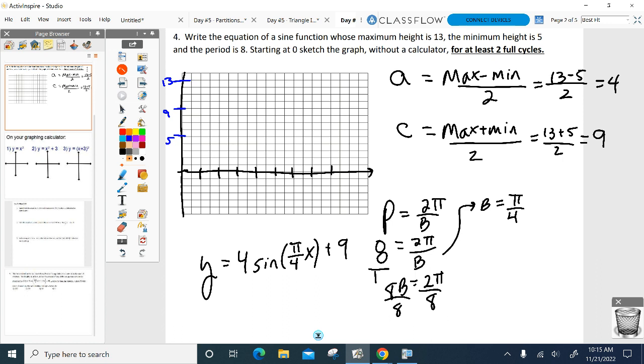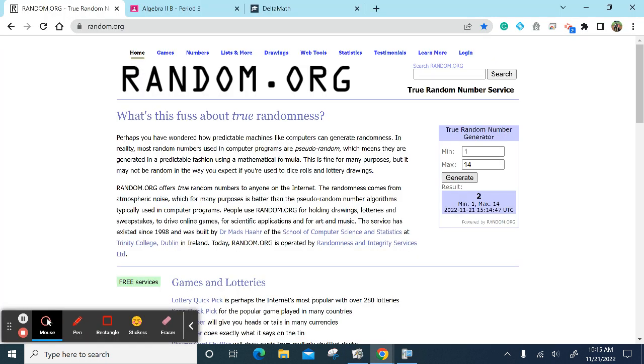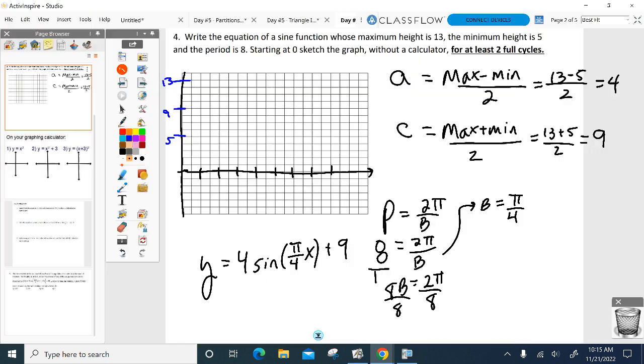What do I need to set up the x-axis? You need the midline.